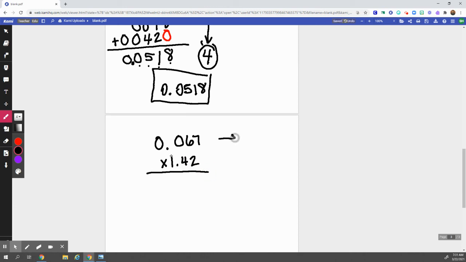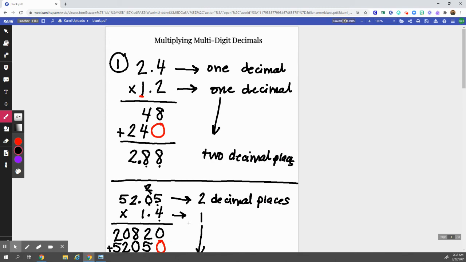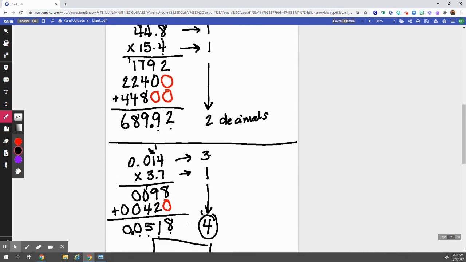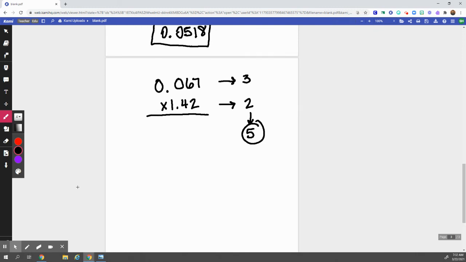Just a couple of notes. We've got 3 decimal places here and 2 decimal places here. So your answer is going to have a total of 5 decimal places. So if you need additional zeros, remember you can always add in the 0. Okay, go ahead and make sure you have all of these notes in your math notebook. If you missed anything, you can always go back and rewatch so you have it in your notebook and submit your pictures after you complete this final problem.